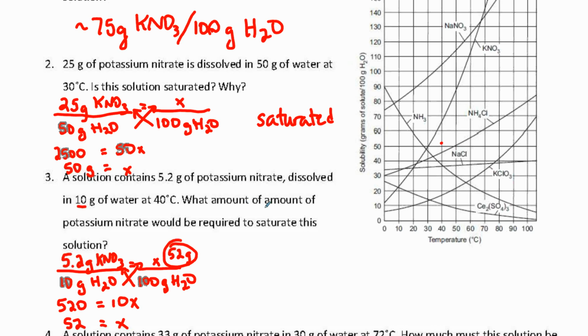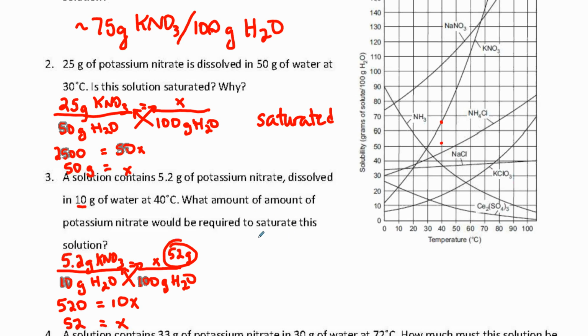Now it's saying what amount of potassium nitrate would be required to saturate this solution. So here's our curve for potassium nitrate. At 52 grams dissolved in 100 grams of water, we're currently unsaturated, right? We're below the curve. So it wants to know how many more grams you could add until you reach that saturation point. To be saturated at 40 degrees is where the curve intersects. So it's about there. I would read that to be about 65.